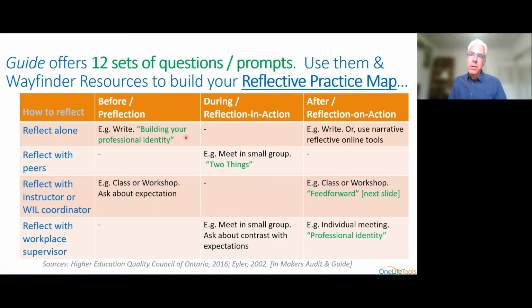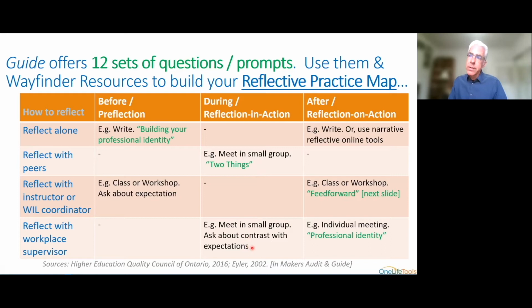So in this case, all of the green text is actually an element within the guide. So for instance, before an internship, say, you could have learners write and do the build your professional identity activity, which is in the Maker's Guide. The WIL instructor or co-op coordinator could do a workshop and ask about expectations. During the experience, the internship or co-op or project, peers can meet in a small group and they could do the two things, prompts and exercise.